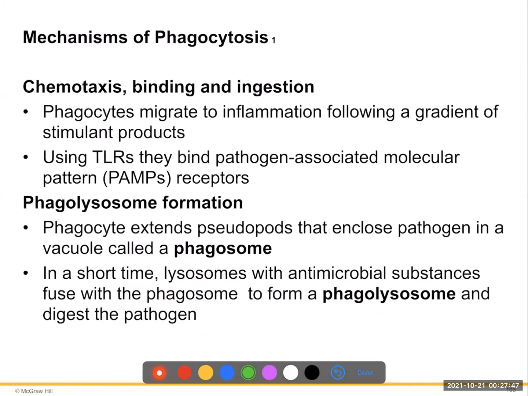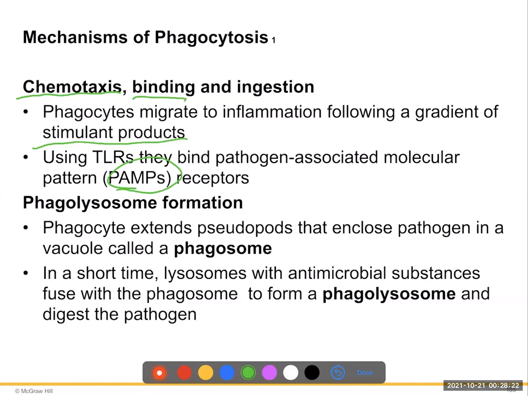Remember chemotaxis? Chemotaxis is the release of a chemical gradient, so macrophages can follow it to the site of infection. So you get chemotaxis, you bring it in there, you get binding to it by recognition of those receptors, and then you get ingestion where it destroys it. So phagocytes migrate to inflammation, following a gradient of stimulant products. That's your chemotaxis. Then they use the TLRs, binding pathogen-associated PAMPs, receptors to bind to those areas on the bacteria, and then start to ingest them.